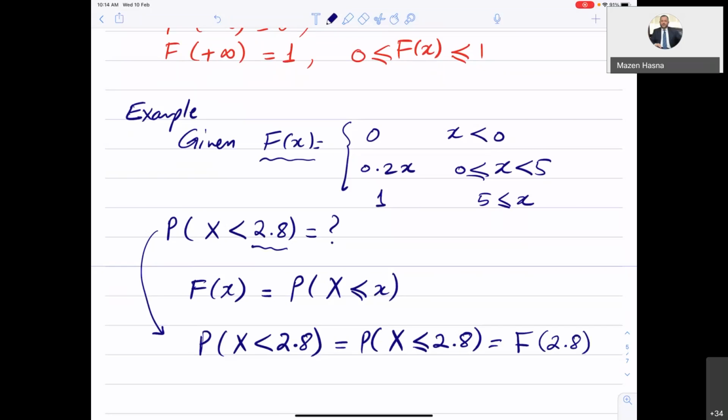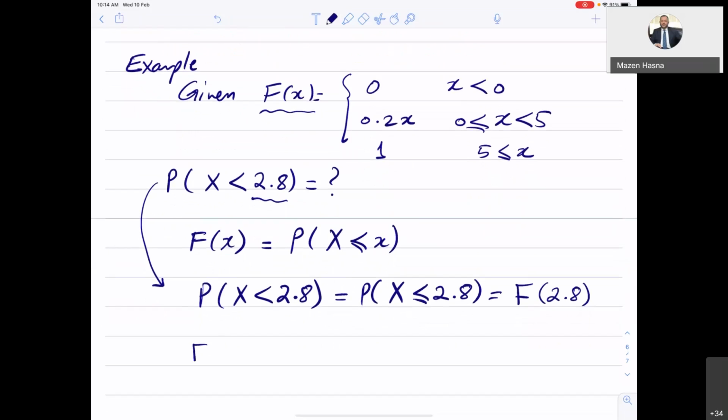You just need to find the value of F at 2.8. So from the definition, F of 2.8 equals 0.2 times 2.8, which is 0.54, maybe? Is it 0.56? No, yes, 0.56. Right? Yes.